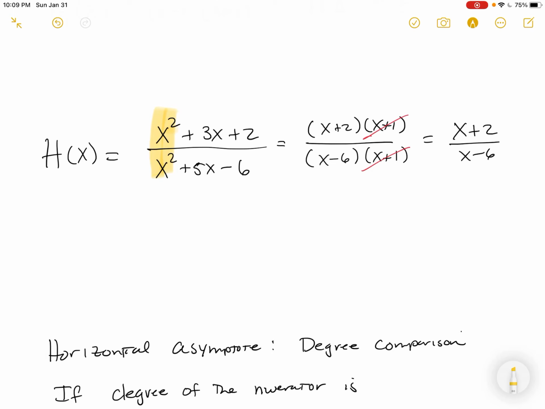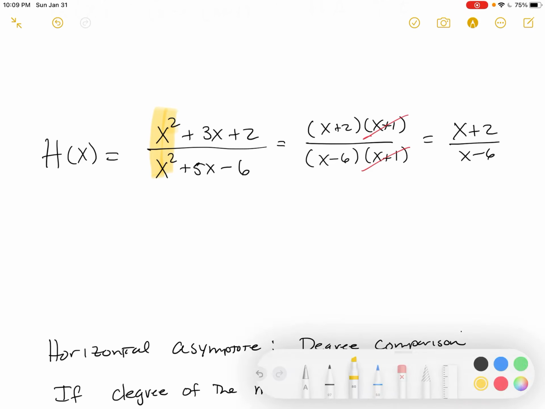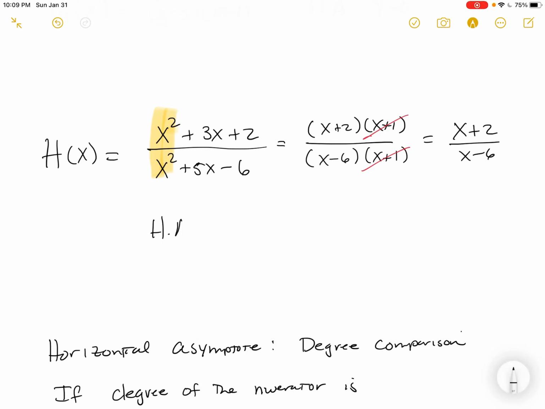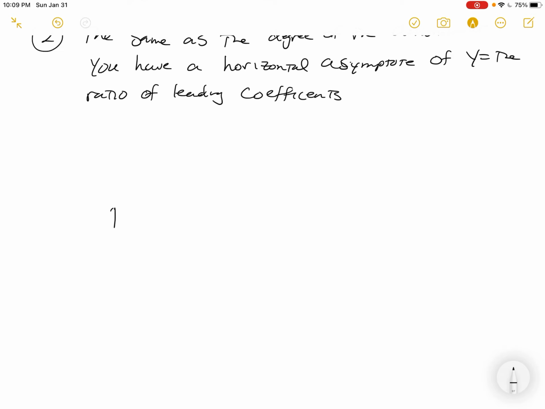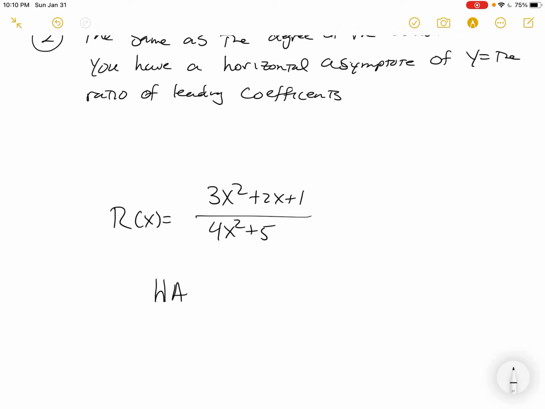You can say there is no number. There is. It's 1. So this one has a horizontal asymptote at y equals 1. So if you were looking at something like r of x is equal to 3x squared plus 2x plus 1 all over 4x squared plus 5, this would have a horizontal asymptote at y equals 3/4. That flat line 3/4 above the x-axis is the horizontal asymptote.